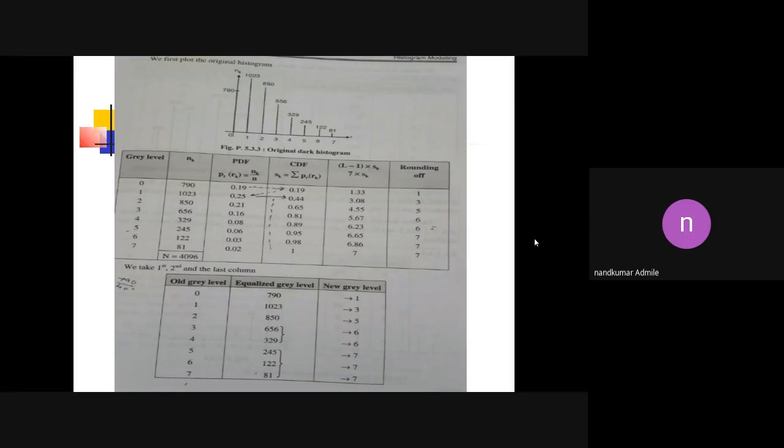Okay, so what are the gray levels? So that gray level we have to write in one column. So we can note down the gray levels as 0 to 7, and in the second column we have to write the number of pixels. So the number of pixels can be represented by nk. So we can put down the number of pixels. Okay, so the first column and second column is the input data.